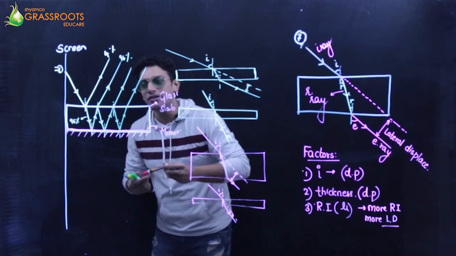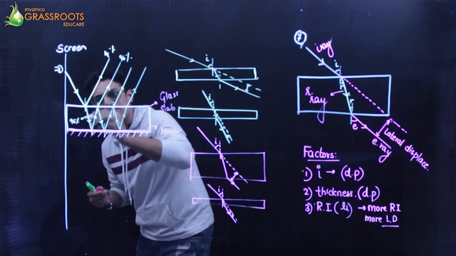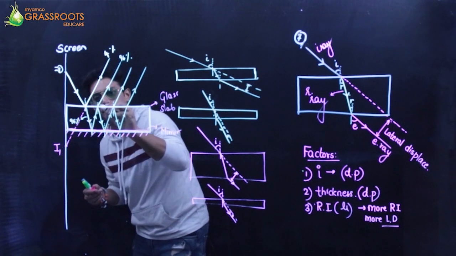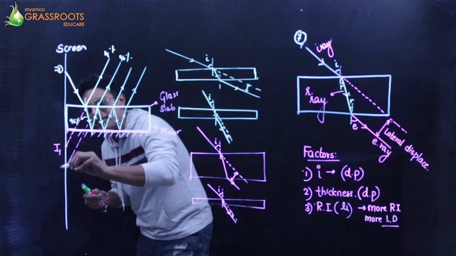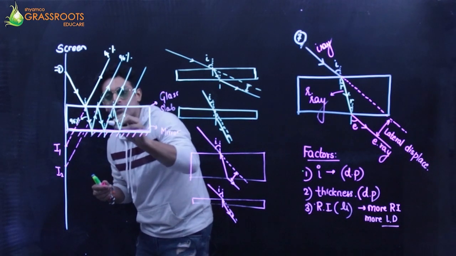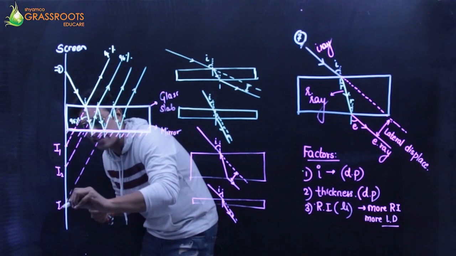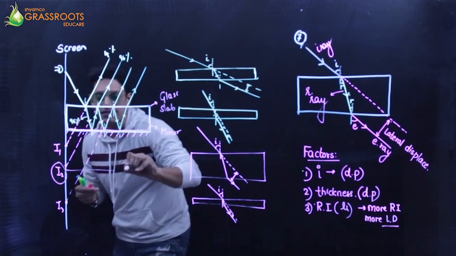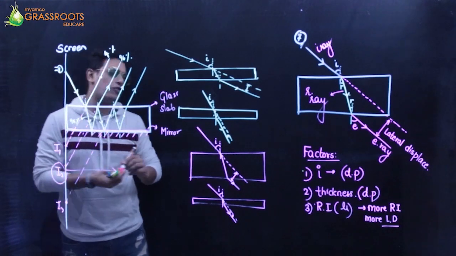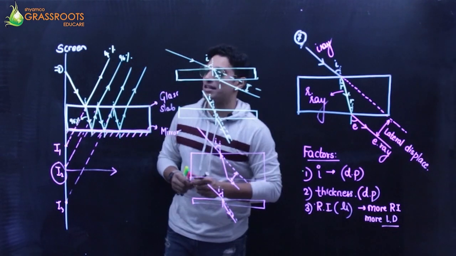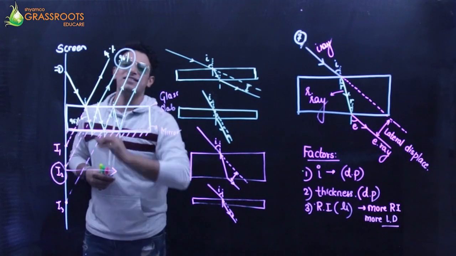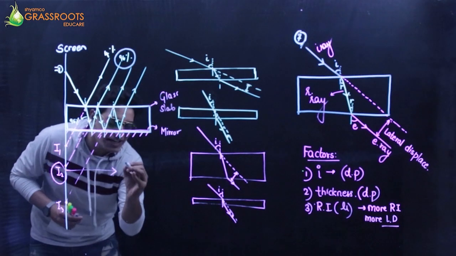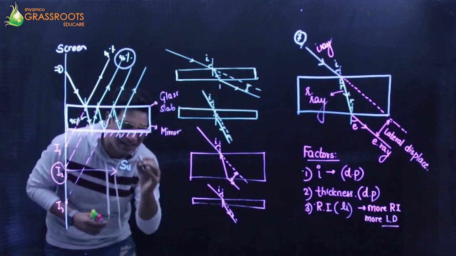If I trace all these rays backwards, this is your image I1, this is your image I2, and this is going to be your image I3 and so on. And I can say I2 is the brightest of all images. I2 is the brightest because it's 96% of the light energy. I can say I2, that is the second image, is the brightest.